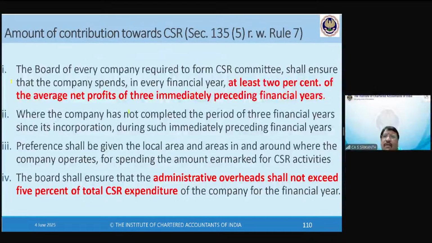So, 2% of the average net profits. The administrative overhead for implementing this project, you will have administrative overhead now. That should not exceed 5% of the total CSR expenditure. The administrative overhead should not exceed 5% of the total CSR, whatever it is.